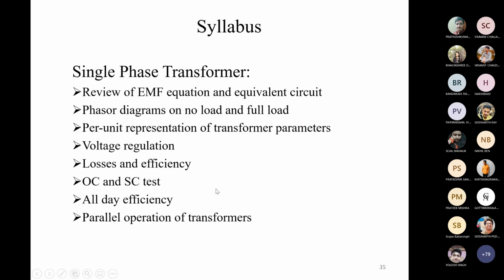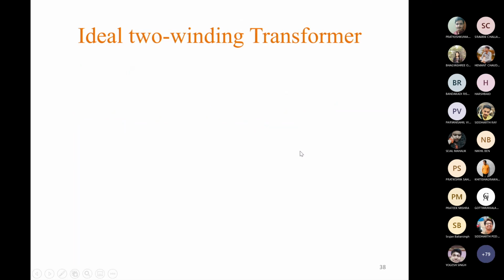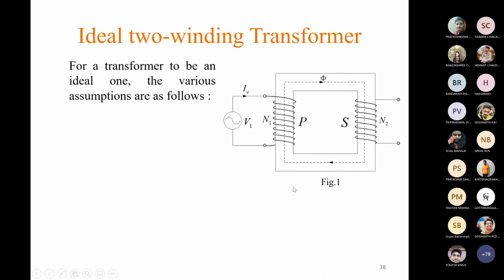Okay, so now we will go to the second topic. The equivalent circuit is yet to be discussed. So we will go to the second topic, phasor diagrams on no load as well as full load. Now before going to the phasor diagram of a practical transformer, we have to consider the ideal two winding transformer. Okay, so what is an ideal transformer?